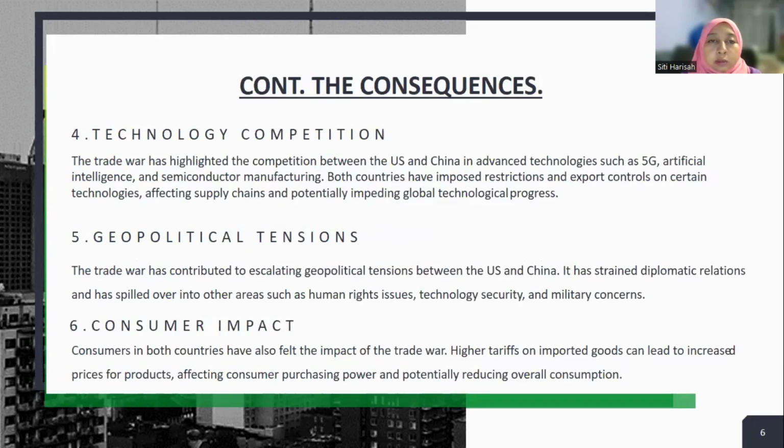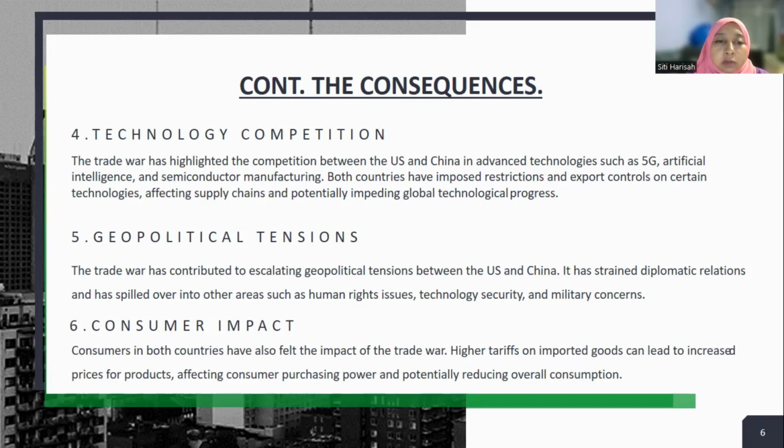Number four, the consequence was the technology competition between the US and China, where the trade war has highlighted the competition in advanced technologies such as 5G, artificial intelligence, and semiconductor manufacturing. Both countries have imposed restrictions and export controls on certain technologies, affecting supply chains and potentially impeding global technological progress.